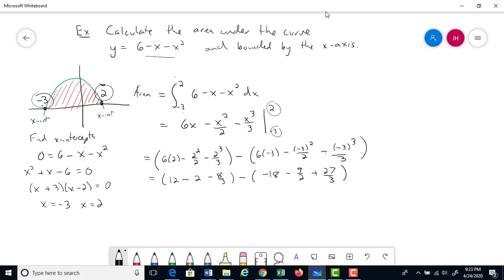And let's see. I'm just going to write them all as sixths. But you know what? Simplifying this, 10 minus 8 over 3 plus 18 plus 9 halves and minus 27 over 3. And then you guys can clean that up. I'm not going to do all that work. But what we get is 125 over 6.